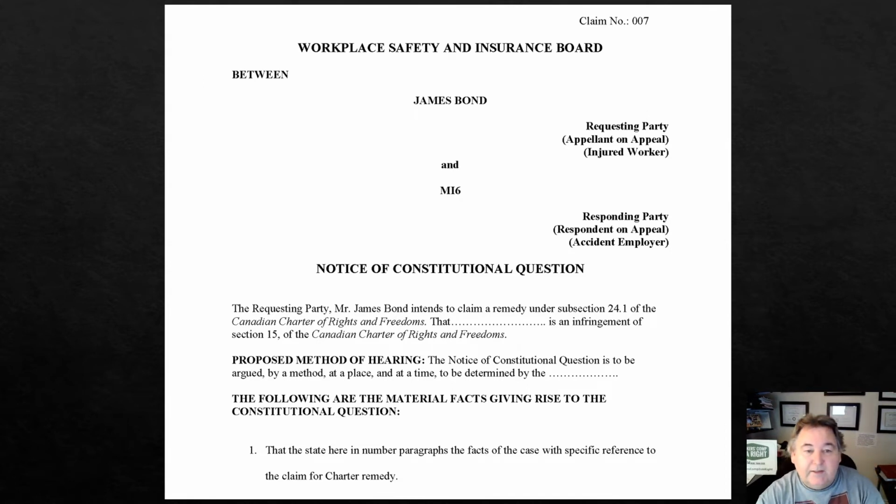The reason why legal documents, judges' decisions, legal arguments, affidavits, everything is numbered is so when somebody's referencing it, they can say, well, yes, paragraph 2 of your notice of constitutional question said this. So now you can look and you go, oh, paragraph 2. So you know exactly what they're talking about.